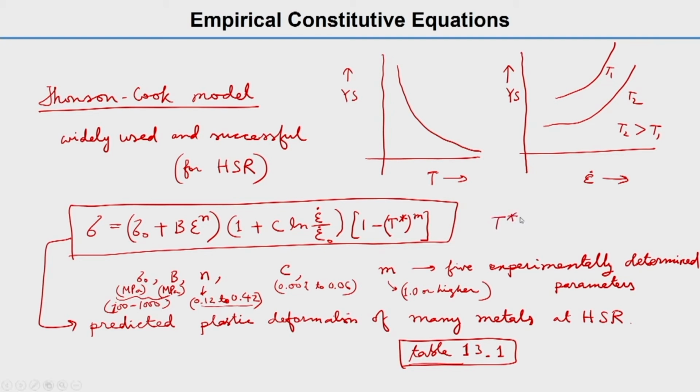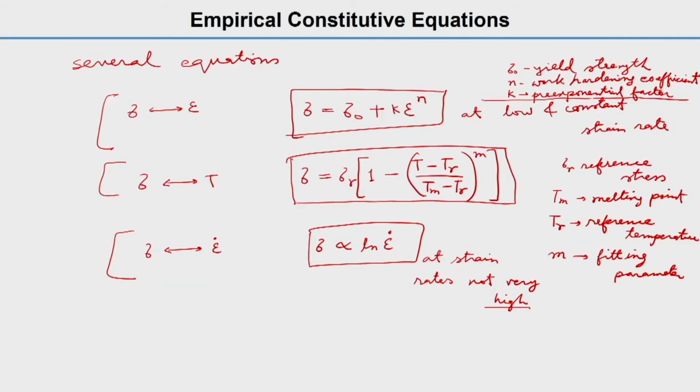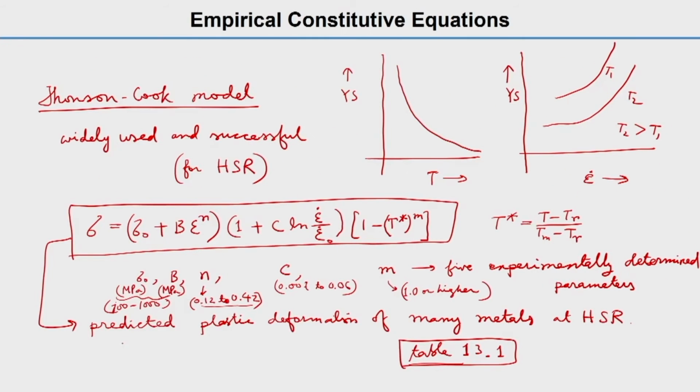And we did not discuss this T star. T star is equal to T minus Tr, which is the reference temperature, divided by Tm, the melting temperature, minus Tr. This we already got in the earlier slide. In this equation, epsilon dot naught is a reference strain rate. It's taken generally as 1, for convenience. And sigma naught is measured at the reference temperature Tr.